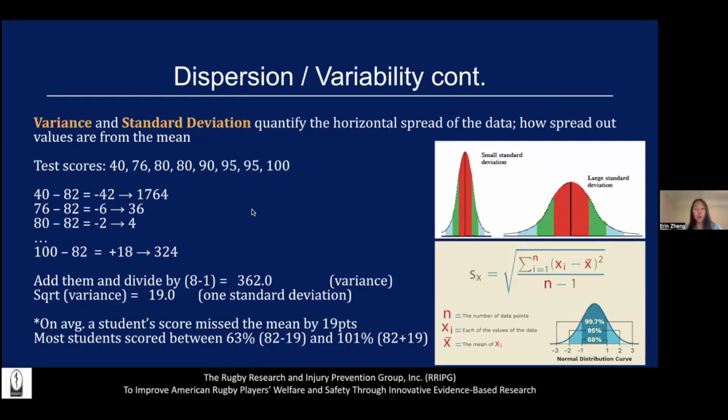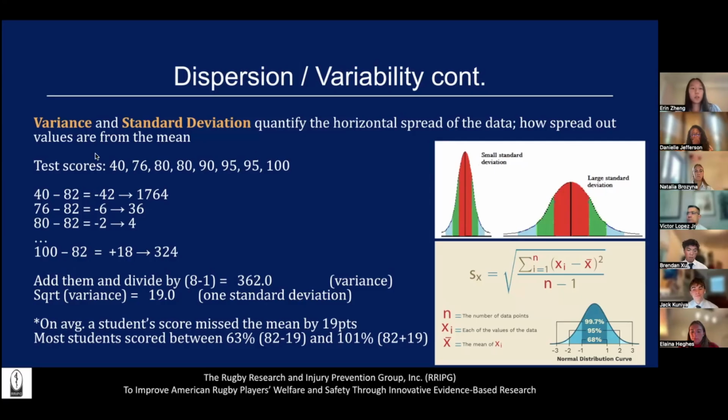Then two other aspects of dispersion are variance and standard deviation, which quantify the horizontal spread of the data, basically how spread out the values are from the mean. If you look at this diagram, you can see that when the data is more clustered towards the mean, it leads to a low standard deviation, while if the data is more spread out, that leads to a high standard deviation. And here is the formula for standard deviation. The formula for variance is just inside of this formula, under the square root. The formula looks really complicated, but it's pretty simple once the process is laid out.